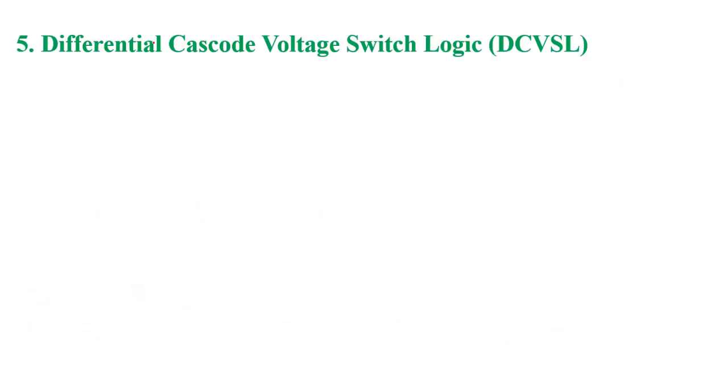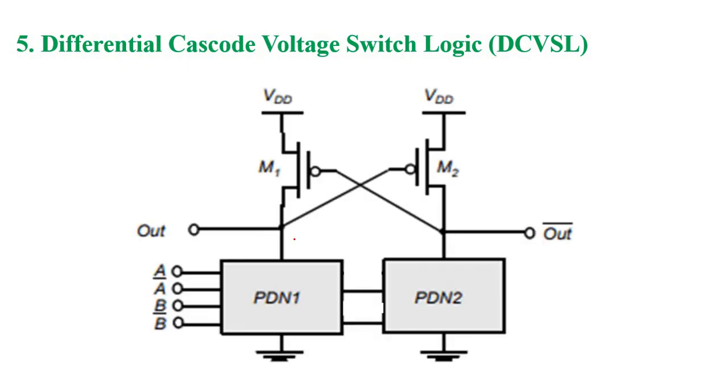And the next one is the differential cascode voltage switch logic. Differential cascode voltage swing is nothing but a differential pair. A differential pair is two transistors in a cross coupled connection. So the structure is like that. Actually in the normal cascaded CMOS logic, P is connected to ground, but here in the differential configuration, two transistors are connected back to back. So this type of configuration is called differential cascode voltage switch logic.